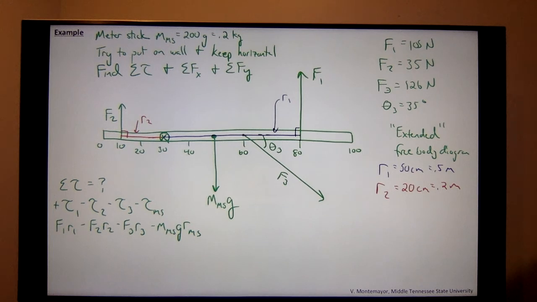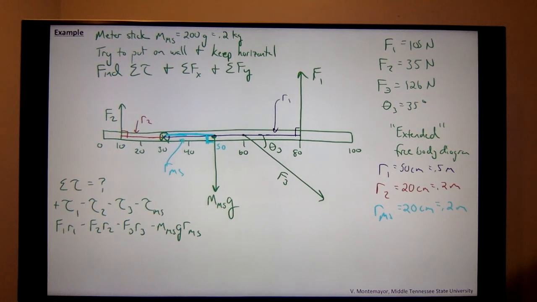Let's do the one for the meter stick itself. So we could say, from the axis of rotation over to that force, it goes from 30 to the 50 centimeter mark. So that one is our meter stick. So our meter stick is just 20 centimeters as well. So that's 0.2 meters.